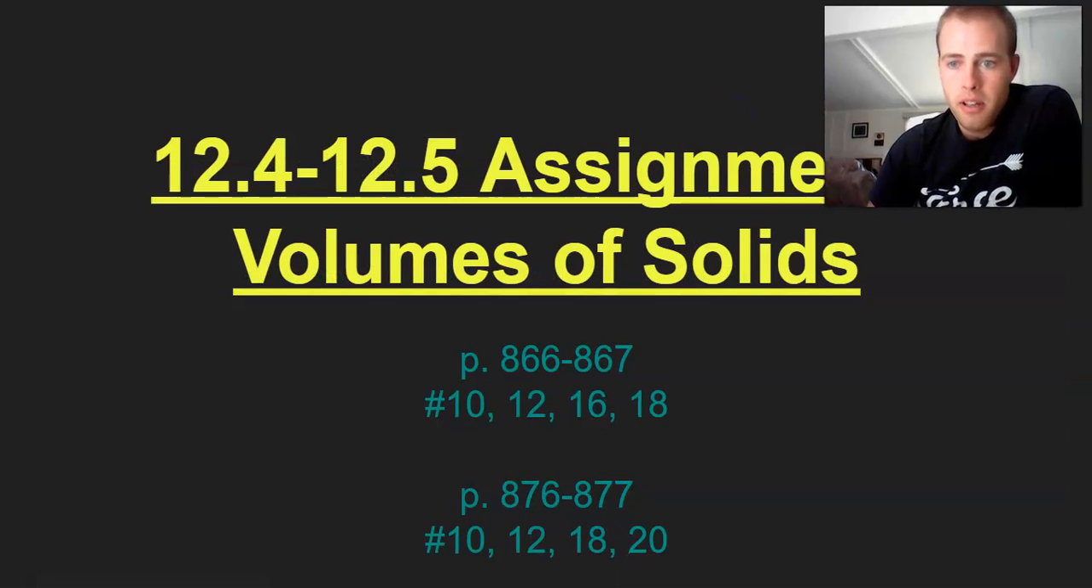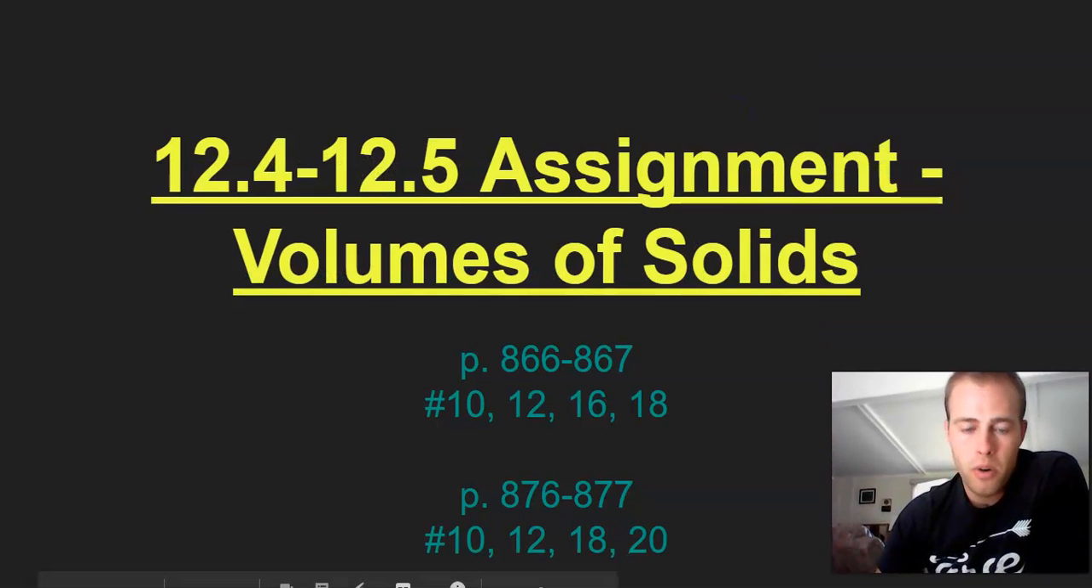Here's your assignment. Do this all on one sheet of paper, or two if it takes you there, but don't do separate sheets on purpose.